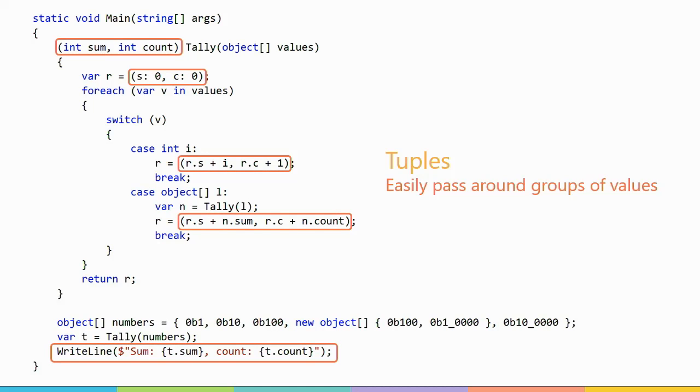So for example, tuples, which allow you to return multiple values from a method. Instead of having to juggle out parameters, you can now use something called a tuple to return multiple values from a method. You can see here, I have a method called tally, and it basically is returning 2 ints. And I don't have a single out parameter involved. That's something that came in C# 7.